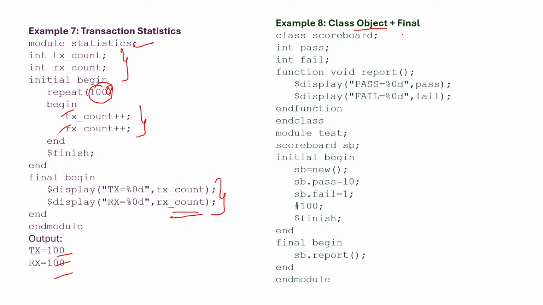Same thing, object plus final blocks. That means you also write some handles, like the class has the scoreboard handle. Based on that handle, you need to know how many pass and how many fail, and then we write the report here. Same thing, we get the report in the final block. Previously, I wrote that report in my final block. Now I have written that final report in my class only. Whatever function I have written, I call that function in my final block. Through the handle, we are calling this report.